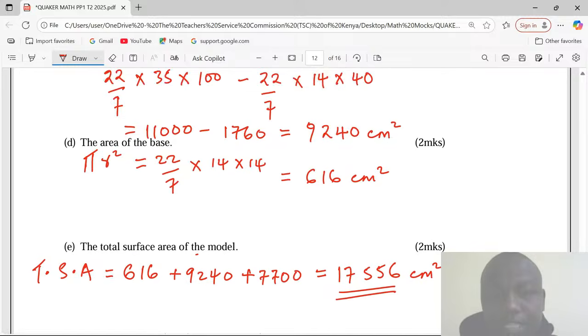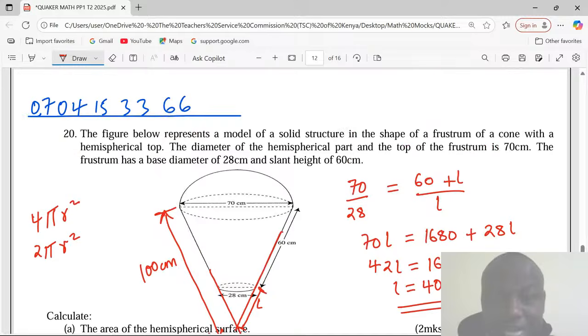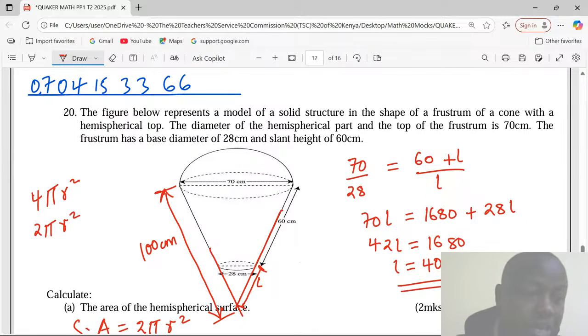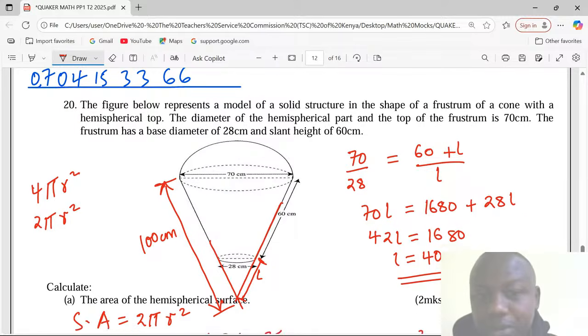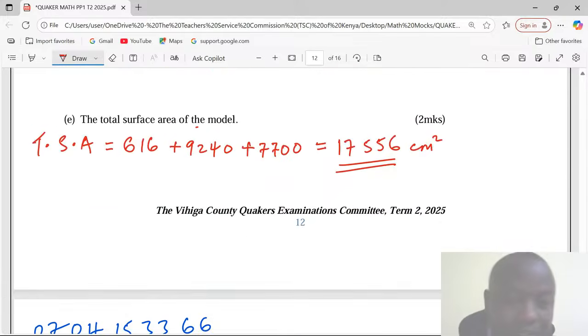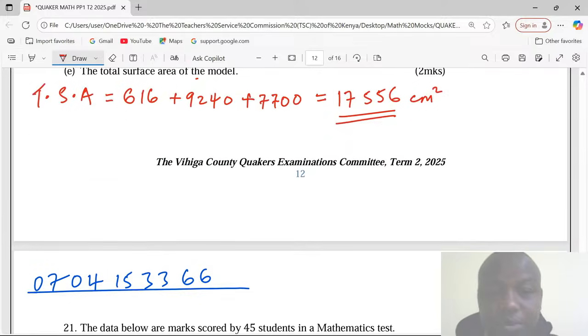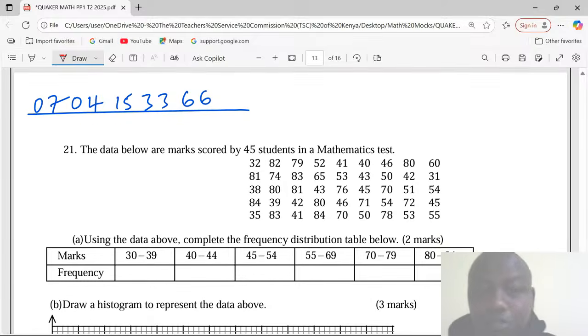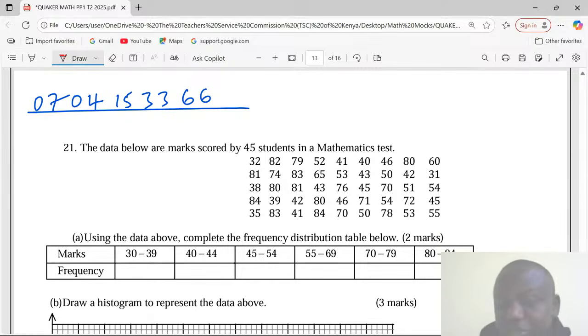It's my hope that you've followed very keenly. You need to master the formula because we are dealing with measurement. Measurement has quantities like volume, surface areas, densities, and we are supposed to understand all of them. Please make sure you are conversant with all of them.